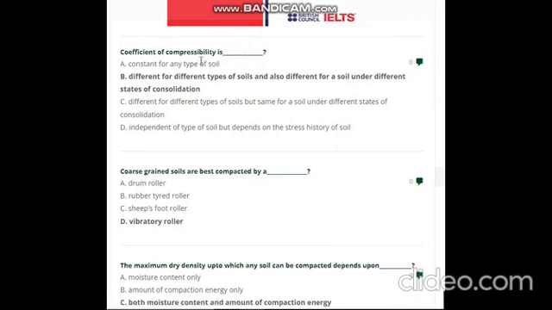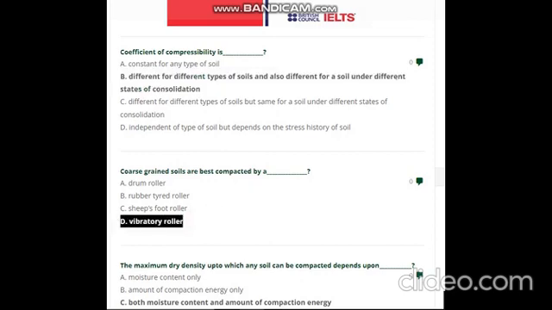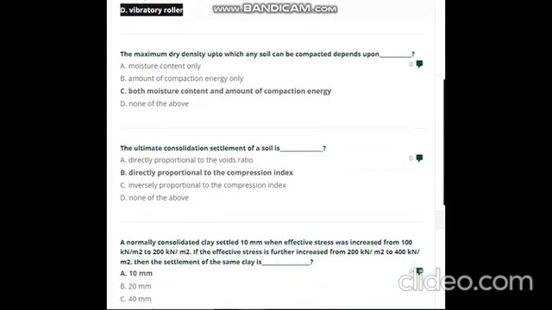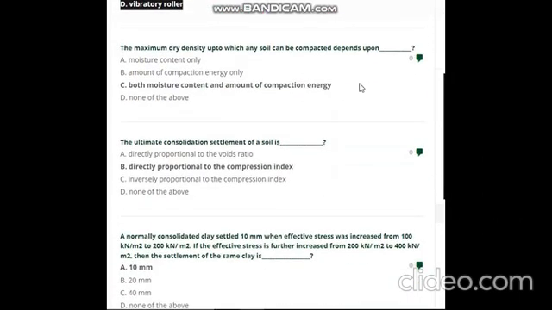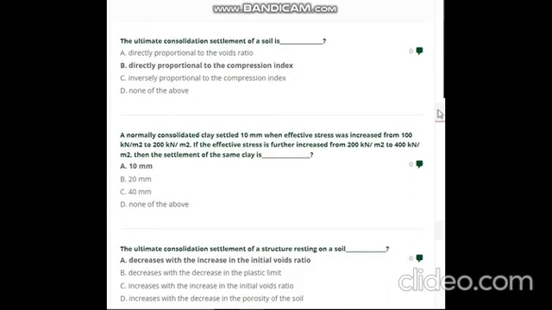Coefficient of compressibility is different for different types of soil and also different for soil under different states of consolidation. Coarse grained soils are best compacted by vibratory roller. The maximum dry density up to which any soil can be compacted depends upon both moisture content and amount of compaction energy. The ultimate consolidation settlement of soil is directly proportional to the compression index.